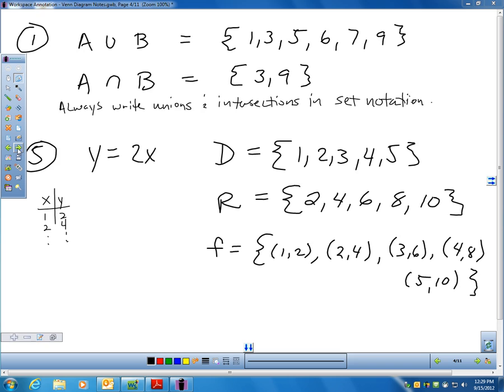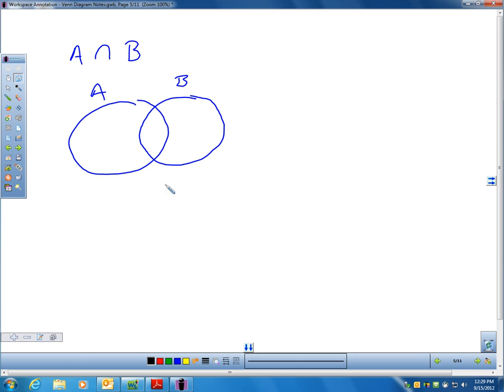Next, we want to talk about Venn diagrams and how we use those and why they're important. First of all, Venn diagrams are a visual of intersections and unions.